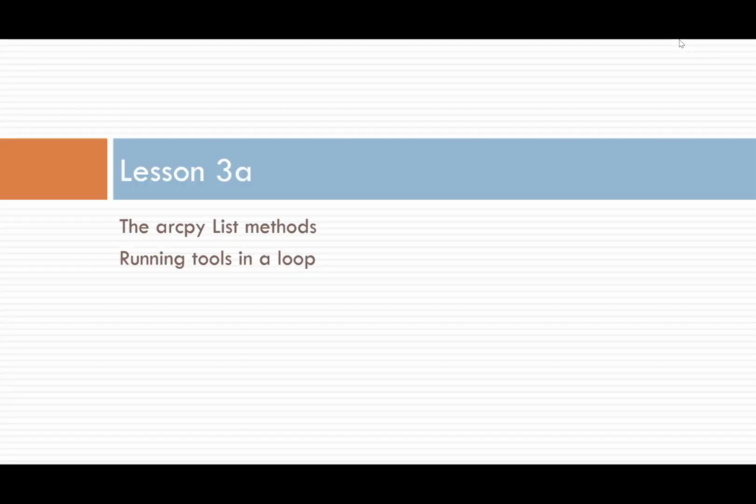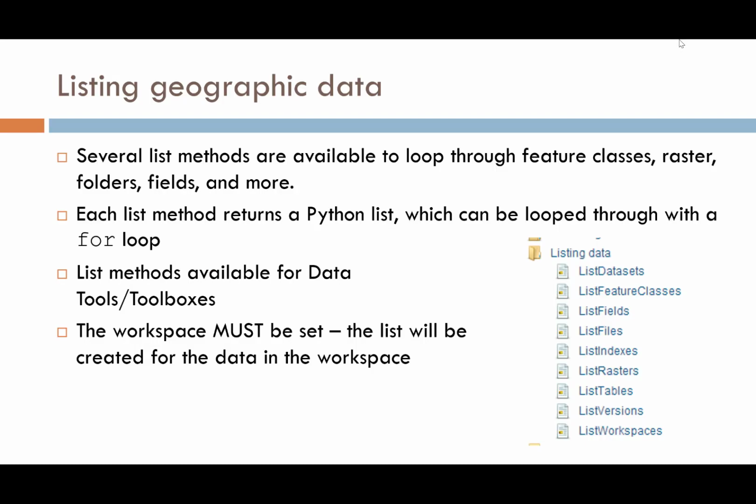All right, so let's get into it. One of the most common workflows with Python is to batch process your data. And so you don't want to have to manually enter in every feature class name. You don't want to have to run 14 different buffer tools and type it in by hand.